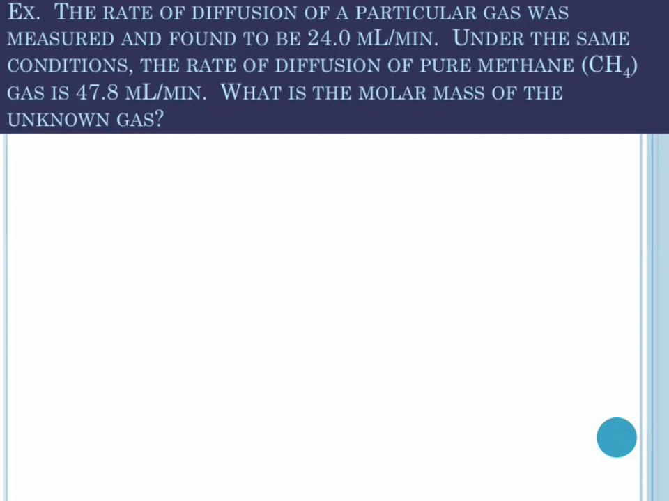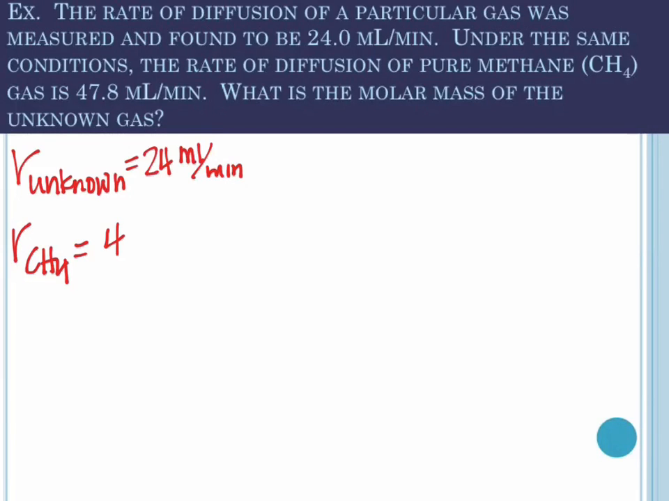So the rate of diffusion of a particular gas was measured to be 24.0 milliliters per minute. So the rate of my unknown is 24 milliliters per minute. The rate of methane is 47.8 milliliters per minute. What is the molar mass of my unknown?